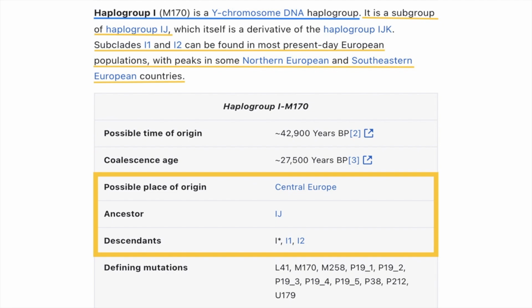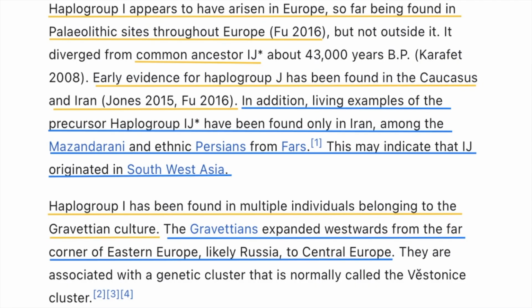Subclades I1 and I2 can be found in most present-day European populations, with peaks in some northern European and southeastern European countries. Haplogroup I appears to have arisen in Europe, so far being found in Paleolithic sites throughout Europe, which we talked about. The common ancestor is IJ.